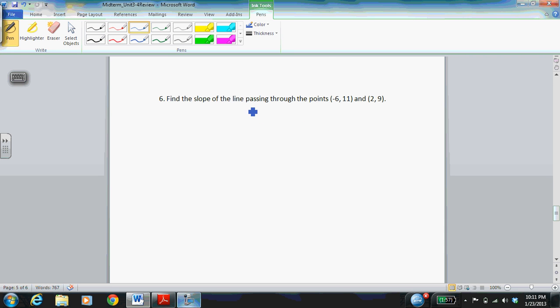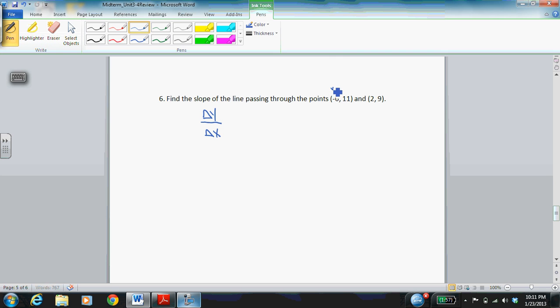Okay, number 6 says find the slope of a line passing through the points (-6, 11) and (2, -9). So remember, slope is just a special name for rate of change when we're talking about a linear function. So it's still change in the dependent divided by change in the independent. In this case, it's change in y over change in x.